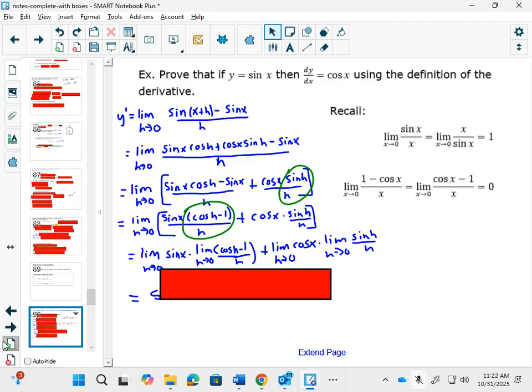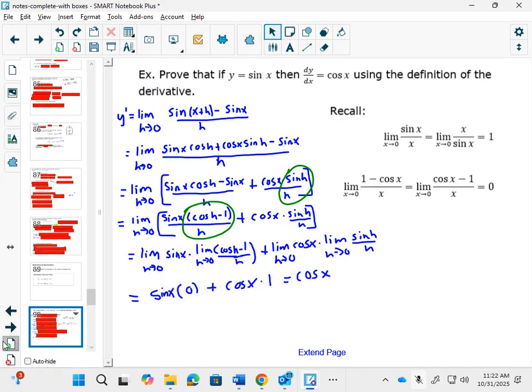This limit is 0. This limit is 1. There's no h's in the other ones. So we get sine x times 0 plus cos x times 1, which of course is just cos x.